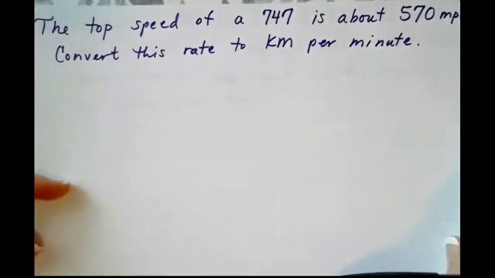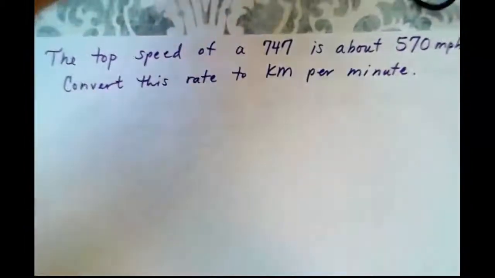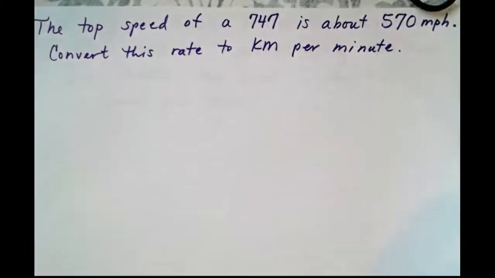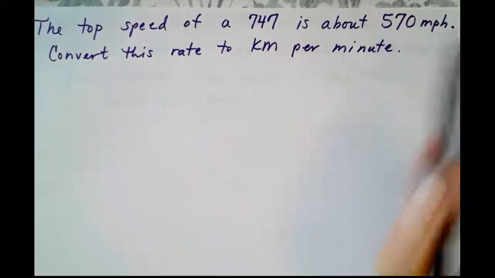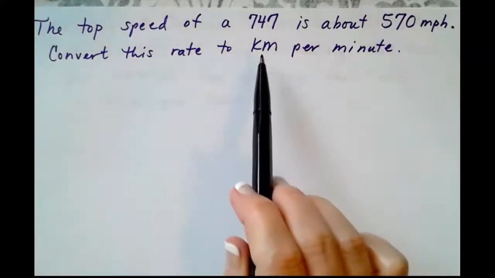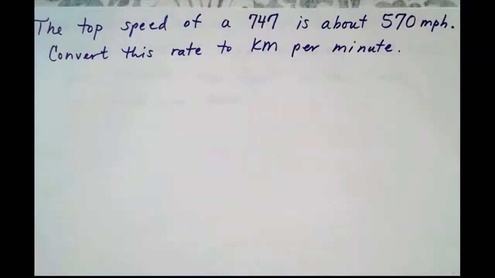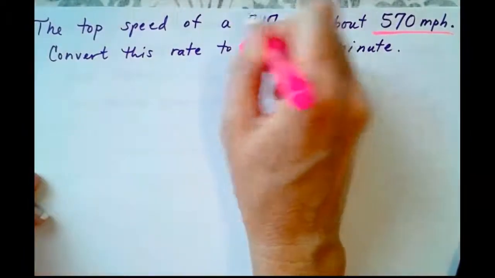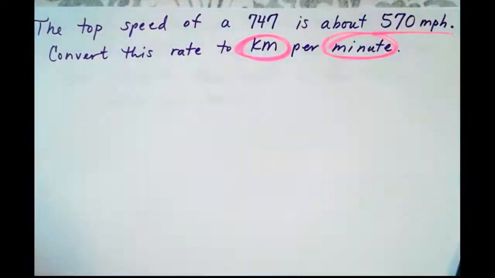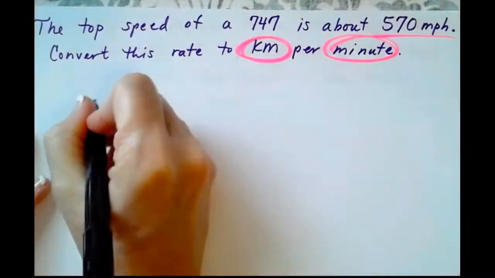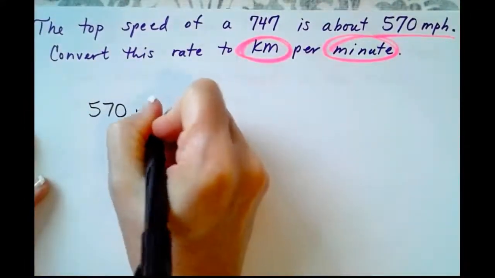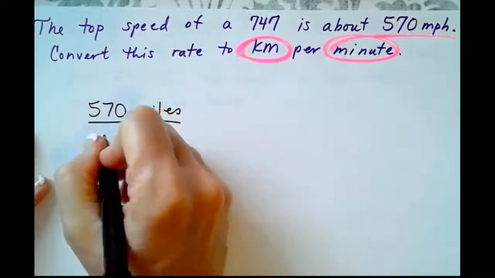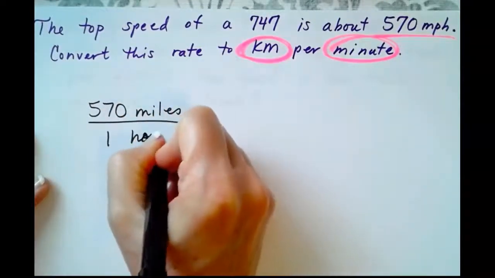The next one says, the top speed of a 747, and a 747 is just a passenger airliner. So a 747 is about 570 miles per hour. We want to convert this rate to kilometers per minute. So 570 miles per hour, and we're going to kilometers per minute. So write down what we're given. 570 miles per hour.